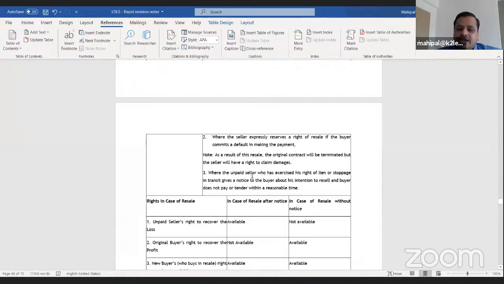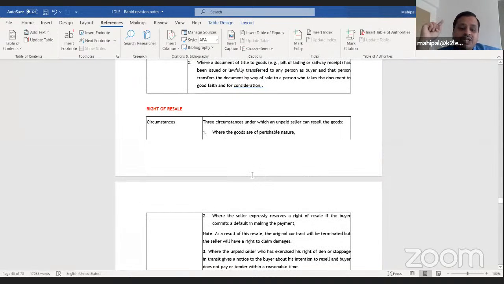Generally, the seller reserves the right of resale. If he does not reserve the right of resale, then he must give an appropriate notice to the buyer. After receiving the notice, if the buyer still does not act, he can resell. In case of resale, there could be a profit or a loss. In case of profit, the seller enjoys it. In case of loss, he can claim those damages from the old buyer. Am I clear?